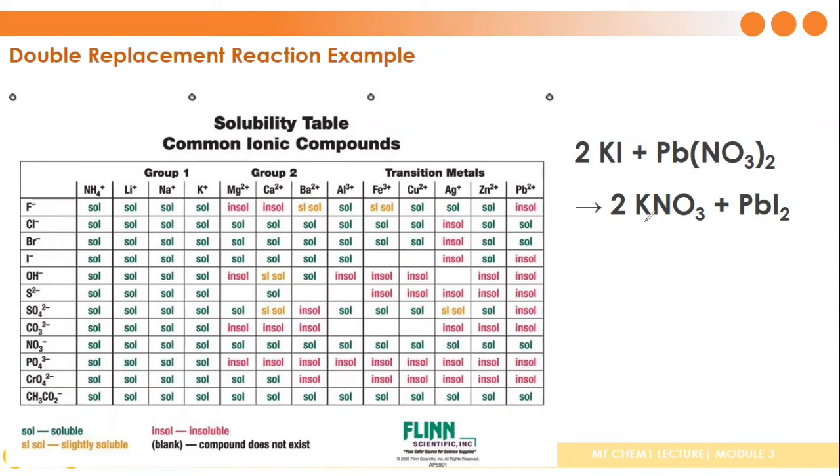So let's see here. First product is potassium nitrate. So let's take a look at potassium and we have the nitrate. You simply look for their intersection. Combining the two elements produces a soluble solution. This is not our precipitate. How about lead iodide? So we have here lead and iodine. Combining the two produces an insoluble product. So this one will be our precipitate and this one is our liquid.